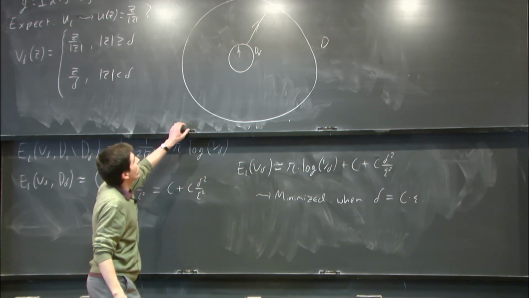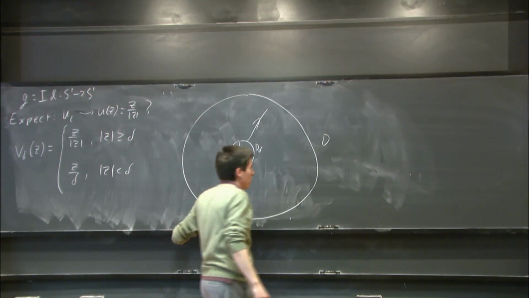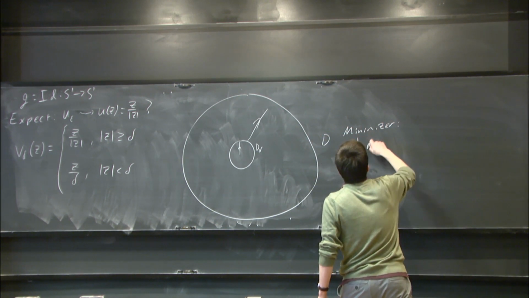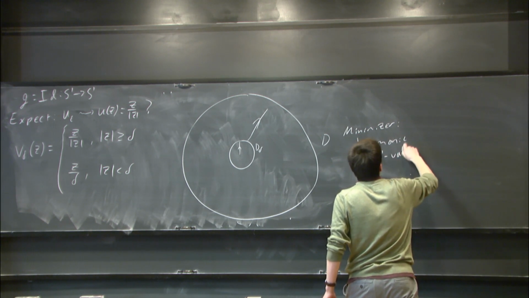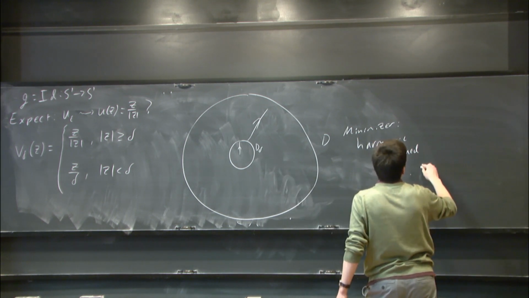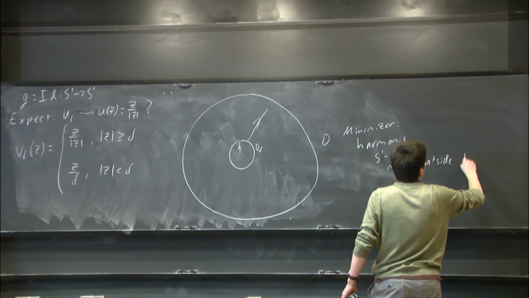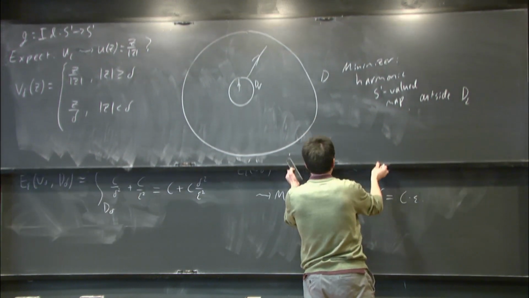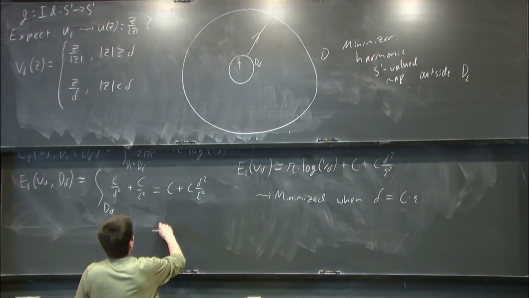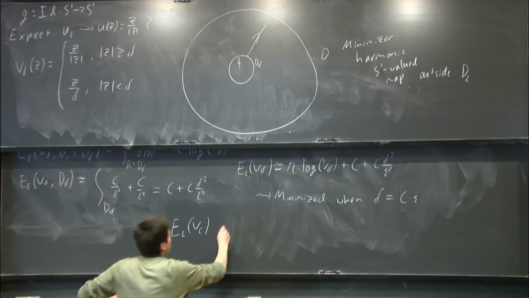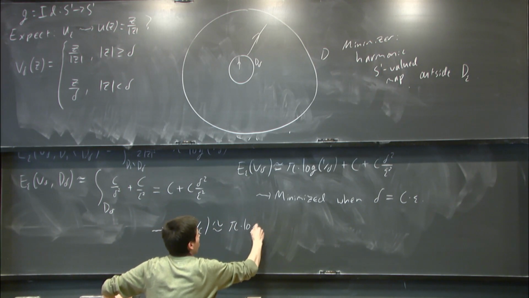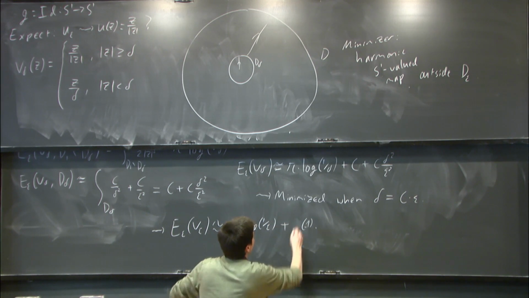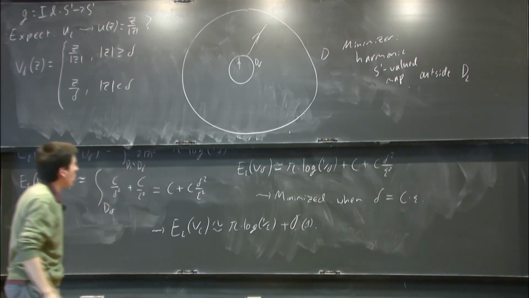OK? So we expect our minimizer, at least in this naive family that we're looking at, is going to look like something that's simply a harmonic S1 valued map, namely this radial extension, outside a disk of radius O of epsilon, and then inside some regularization, which makes a bounded contribution to the energy, right? And in particular, we expect our minimum energy to look like pi log epsilon plus bounded terms in the limit. That should be a big O. OK? So that's our cartoon picture.